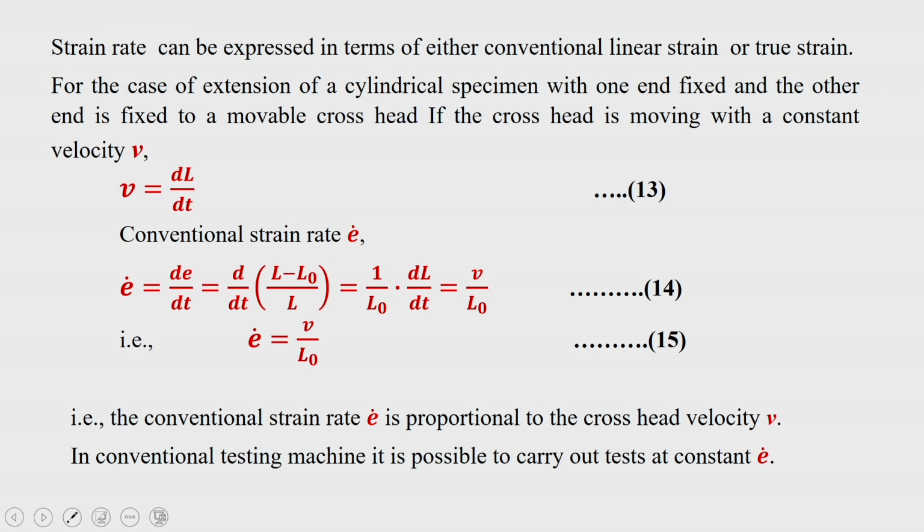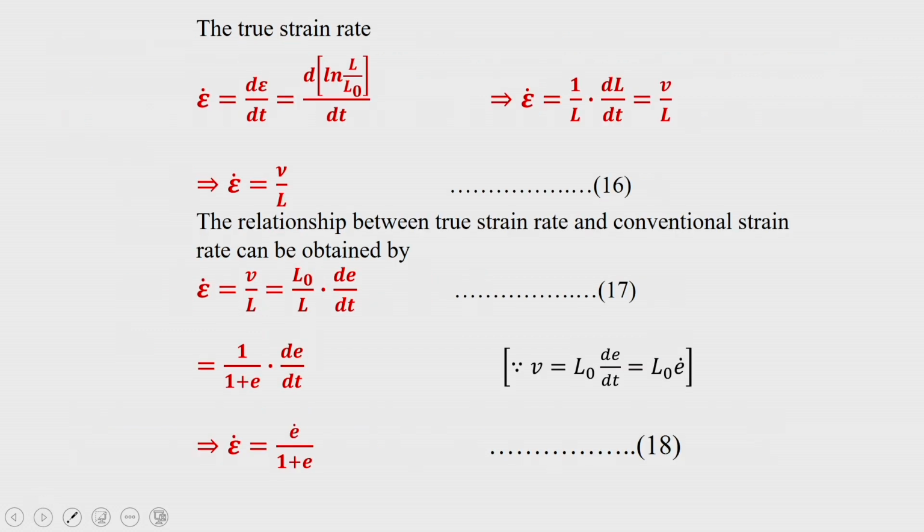In a conventional testing machine, it is possible to carry out a test only at a constant engineering or conventional strain rate. You cannot carry out a test at a constant true strain rate. For true strain rate, it is defined by epsilon dot is equal to d epsilon by dt, that is d into log L by L naught by dt, which implies that epsilon dot can be obtained by this relationship with V by L.